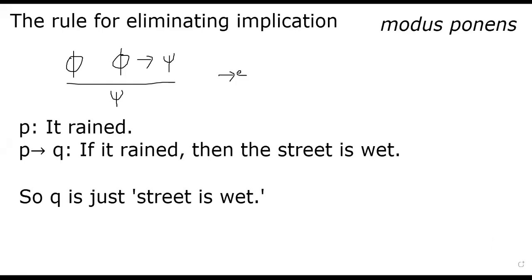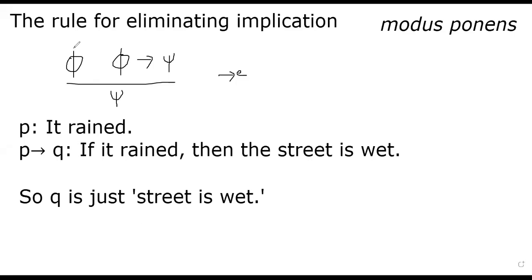Hello, welcome back. In this segment, I will introduce you to the notion of eliminating implication. If you have premise pi and another premise pi implies psi, we can conclude psi. We can simply eliminate the implication. That is the meaning of this particular rule.